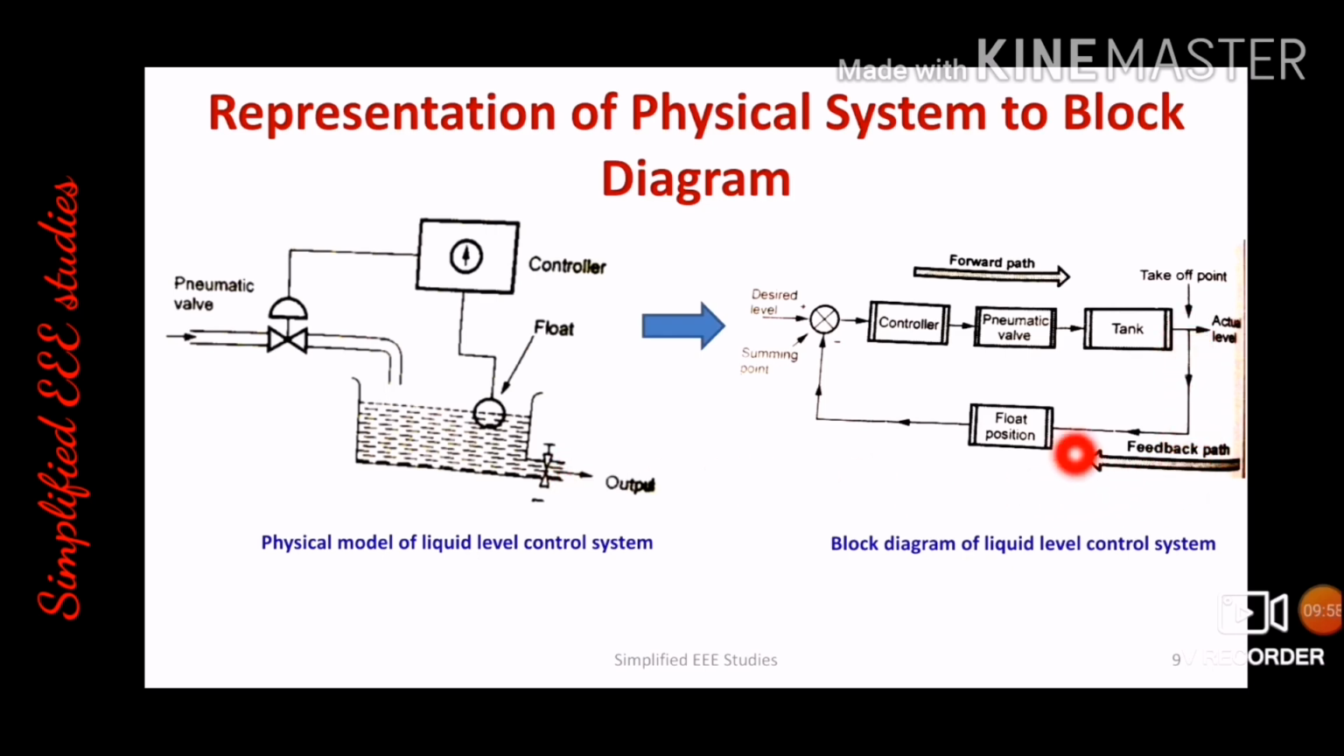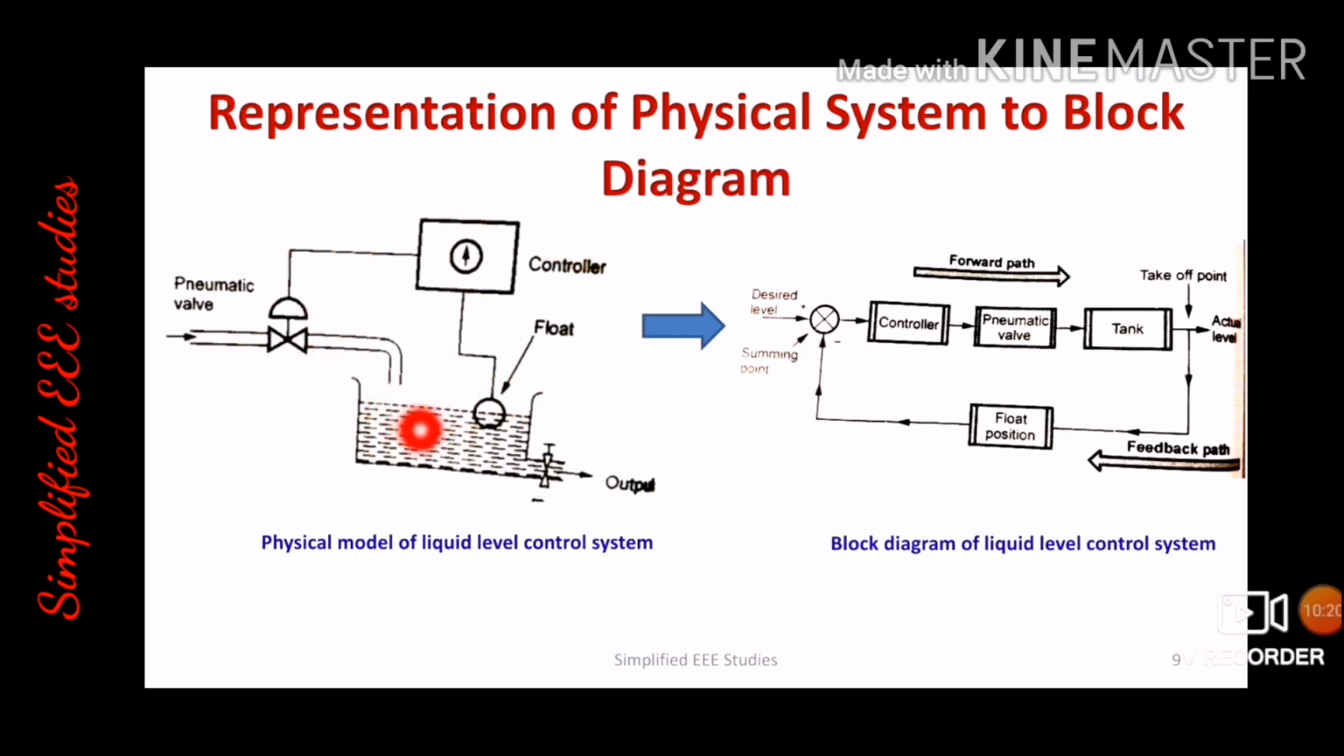This path is known as the feedback path, and this point is generally known as the takeoff point. And this path is known as the forward path. So we can directly convert the entire physical system into a block diagram. So basically the two concepts are similar, but the way of representation is different. If I look at this particular diagram, we will understand it very easily compared to the physical system.